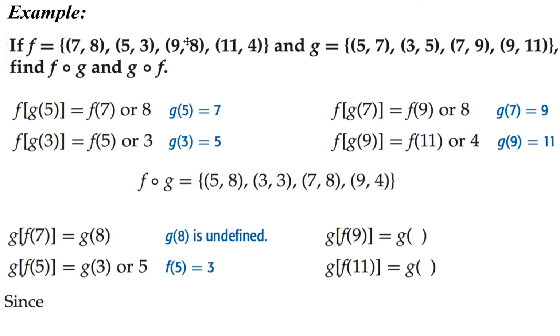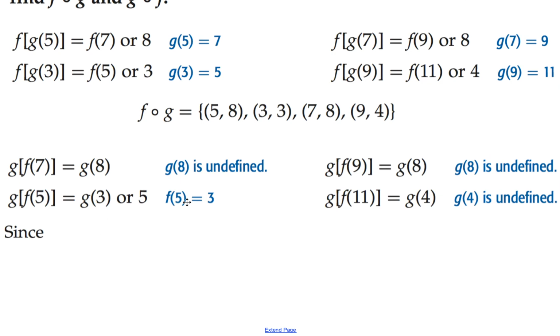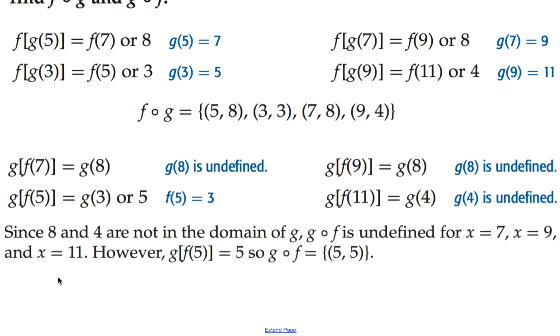Function f maps 9 to 8, okay? And so we need to look again. We said g of 8 is undefined. That's that same thing there. Function f maps 11 to 4, but again, there's no 4 as an input for function g, so that is undefined as well. Now what happens is when you have these values that are undefined, the composition function would be undefined except we did get one valid output. So g composite f is undefined for those 3 input values, f of 7, f of 9, and f of 11.